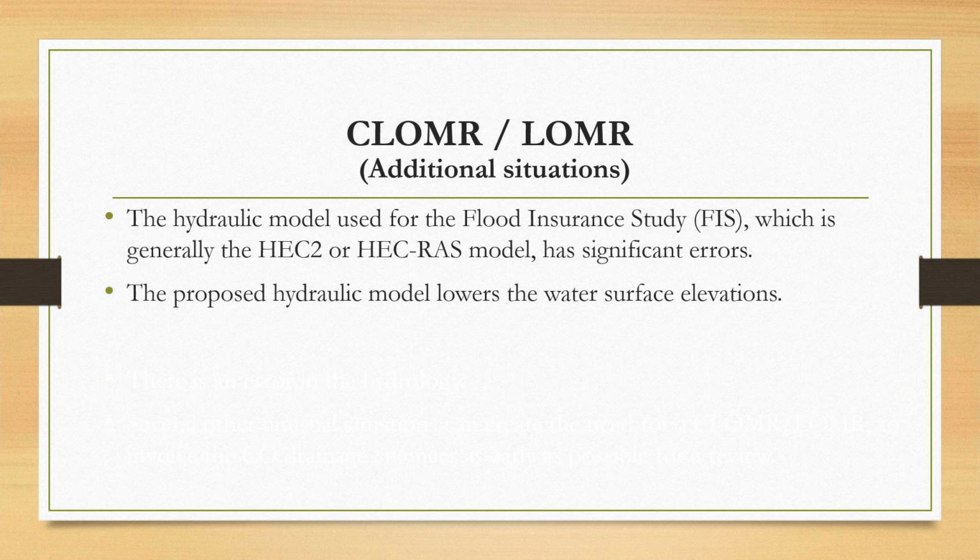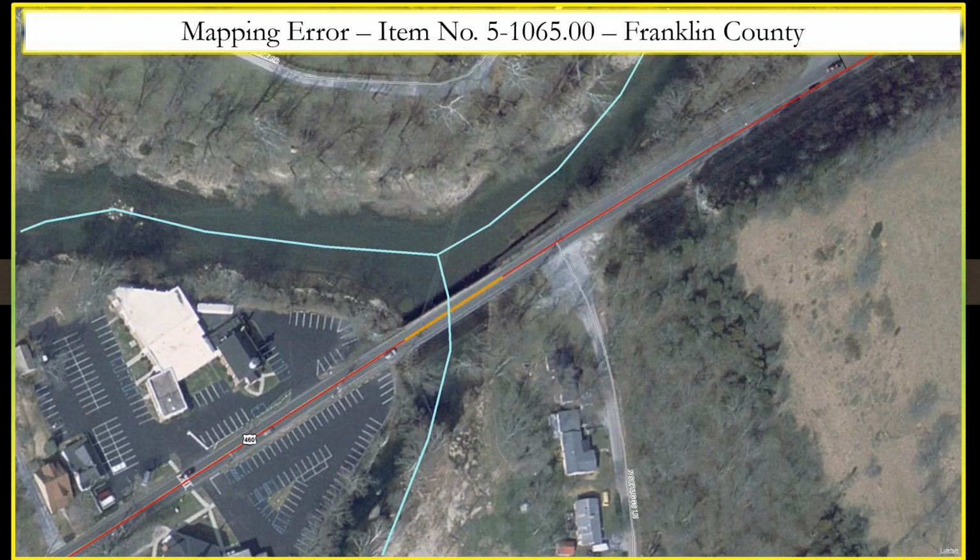Also, if your proposed hydraulic model lowers the water surface elevation, that might sound like, well, that's a good thing, isn't it? Well, not if you've increased the velocity. We can cause a negative impact, and it can be unacceptable to FEMA for us to be doing that. So if we lower it, that can cause a CLOMAR. Or if there's error on the mapping. So let me show you an example of that. This is a project in Franklin County a few years ago.